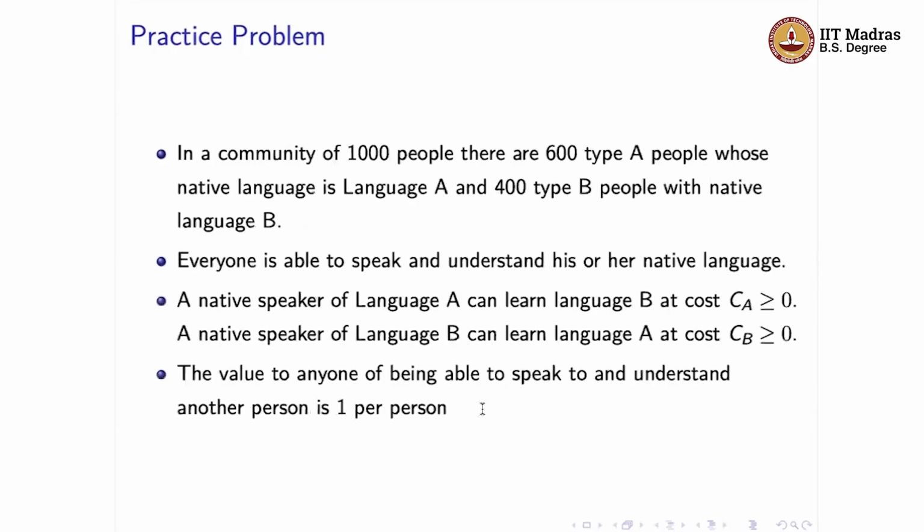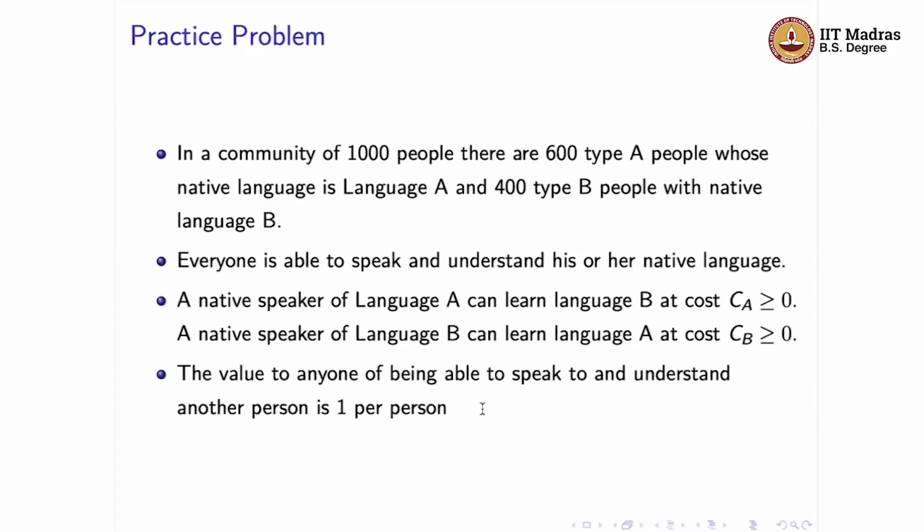So one complexity that you have here is that we are not talking about 1%, 2%, or 3%, right? This is a much more complicated problem in the sense that you are talking about 1,000 people, out of which 600 are of one type and 400 are of the other type, right? So you have to think about Nash equilibrium in the context of all these 1,000 people, right?